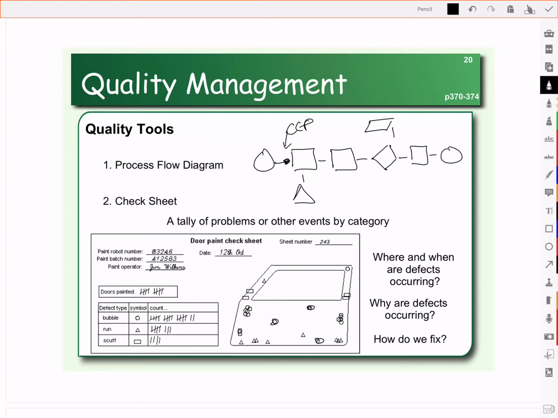We can look at runs in the paint, scuffs in the paint, and you'll notice that we also have a tally for the number of each type of defect. So the check sheet is going to help us collect data about the type of defects and how pervasive they are. So where are these defects happening? Okay. And then we can start to look at how we can fix them.